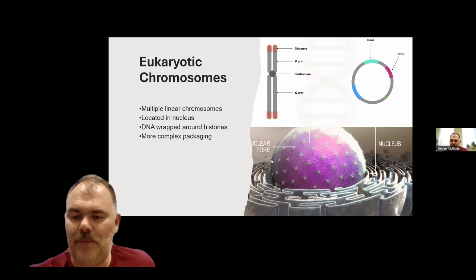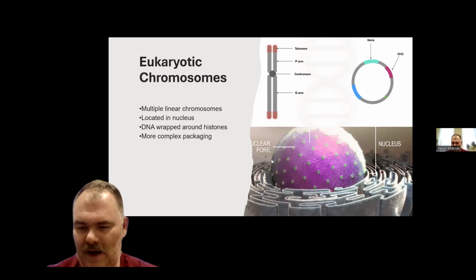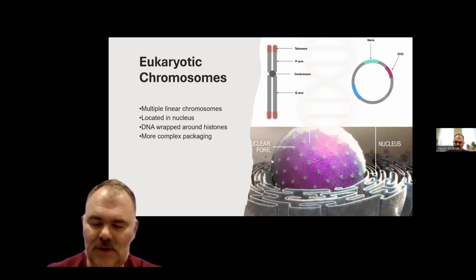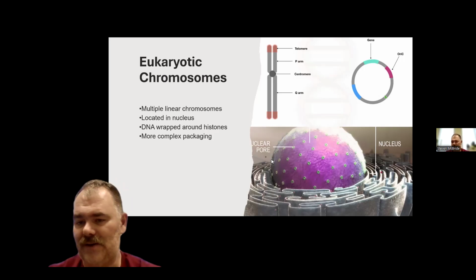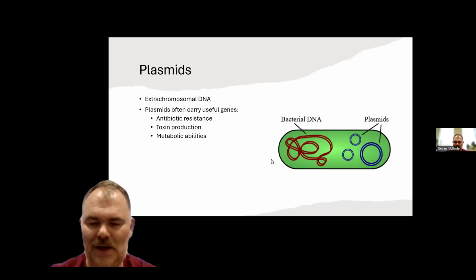This packaging is important because eukaryotic genomes are extremely large, bigger than prokaryotic genomes. For example, if stretched out, the DNA from one human cell would be about 2 meters long. So a single cell. Your cells are microscopic, yet they contain DNA that would be up to 2 meters long.